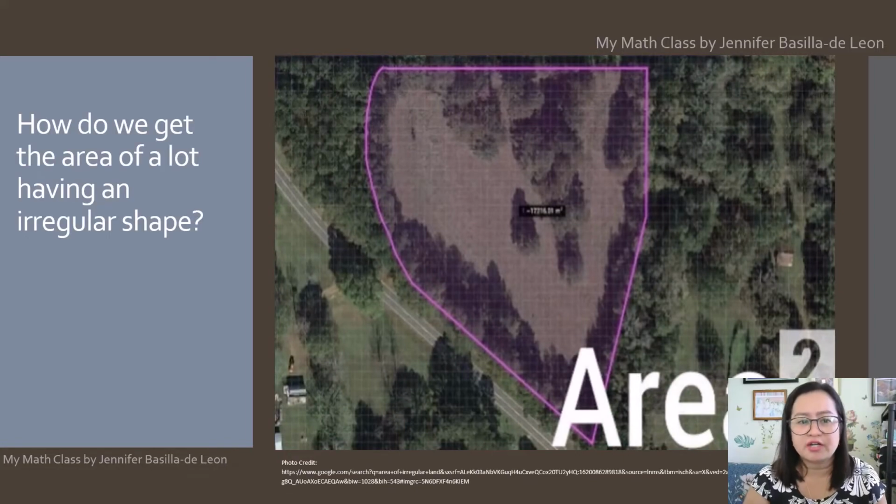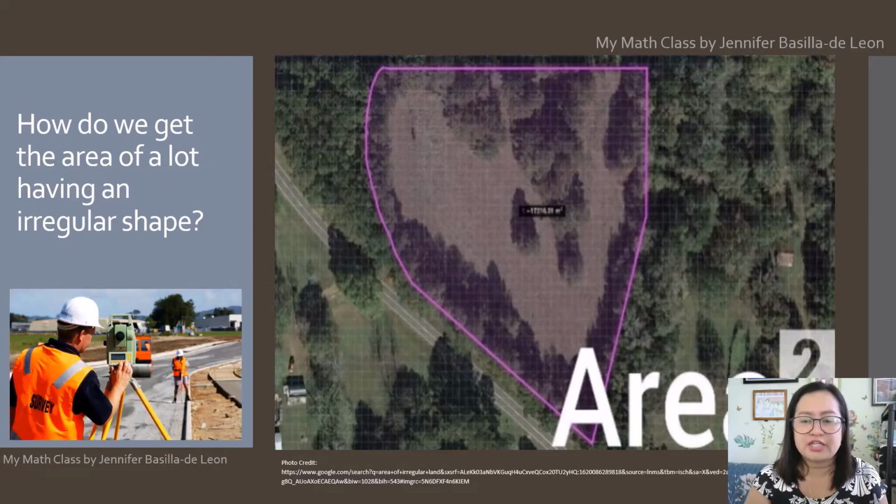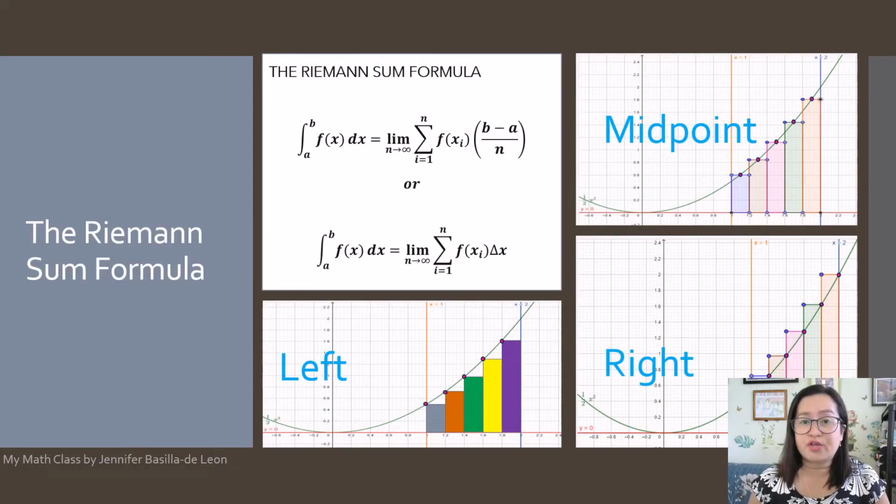As a student in basic calculus, it is important to know how to find the area of irregular shapes in order that you become the best that you can be in the track which you have chosen. But how do we get the area of a lot having an irregular shape? Geodetic engineers conduct land survey, and then they perform computations in order to know the area of that particular lot. In basic calculus, we have several ways to find the area of a lot having an irregular shape.